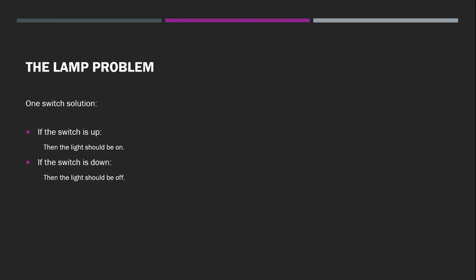Let's address this problem assuming the lamp has only one switch. Then, let's add a second switch and see how much that changes our problem. If the lamp has only one switch, it seems to be a fairly straightforward solution. If the switch is up, then the light should be on. If the switch is down, then the light should be off.